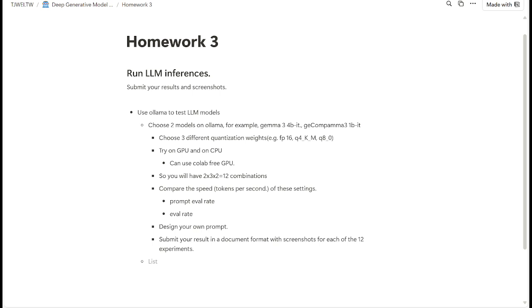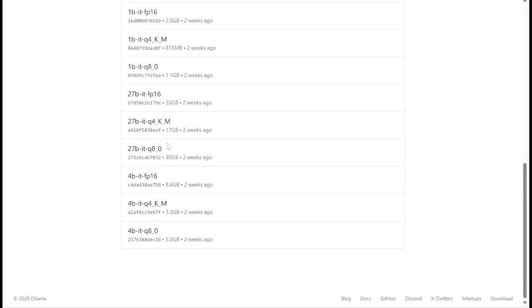In this case, we have Gemma 3 4B and Gemma 3 1B. They have different sizes. And for each of these models, choose 3 different quantization weights. For example, FP16, Q4_K_M, or Q8_0. That is what you can actually find on this page.